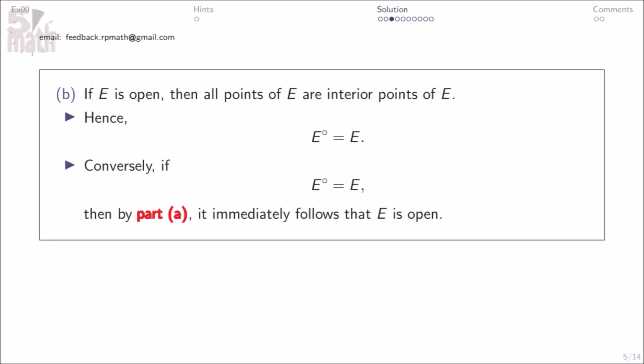B. If E is open, then all points of E are interior points of E. Hence, E suck equals E. Conversely, if E suck equals E, then by part A, it immediately follows that E is open.